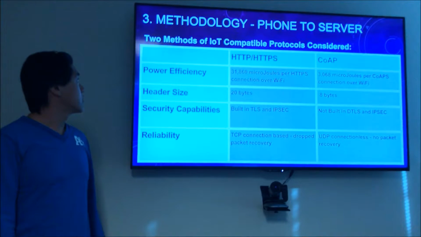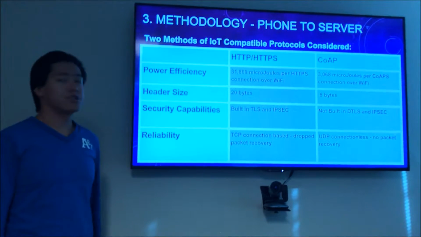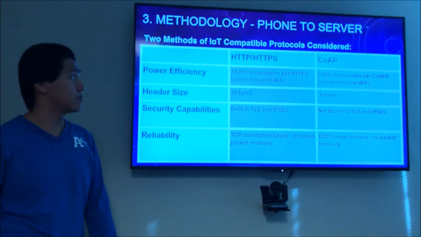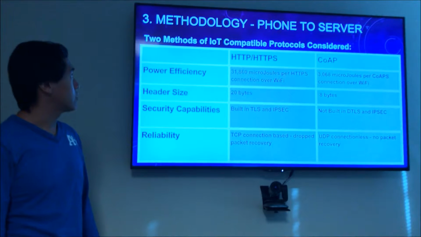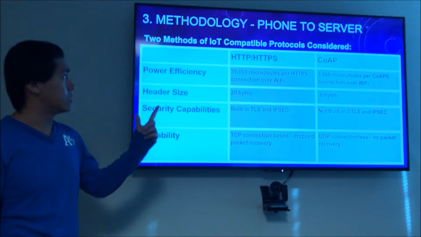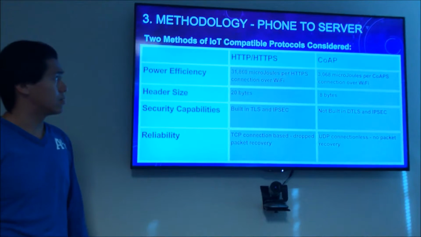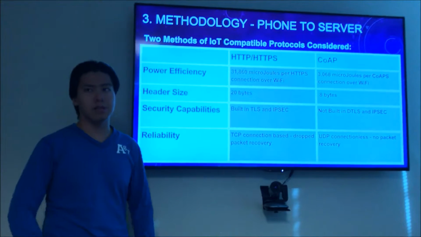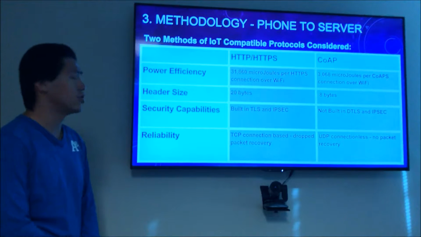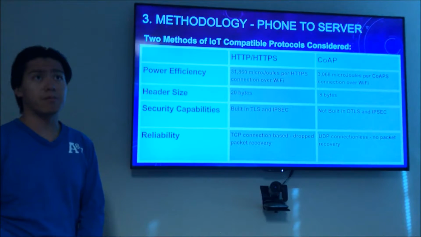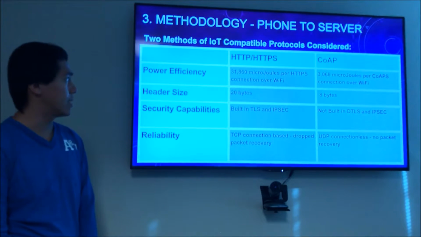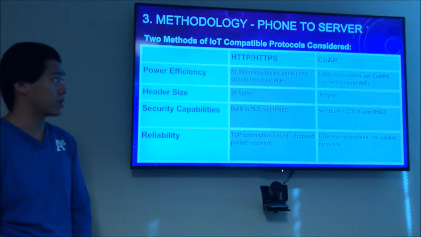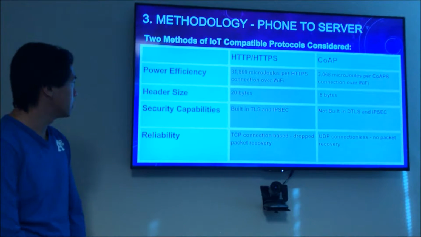Alright, so this is our third part of our methodology correlating to the network graph in our system diagram you saw earlier. So this is our phone to server component. We wanted to consider what protocols to be using in this kind of IoT environment, and the two most common were looked at. That would be HTTPS and then CoAP, which stands for Constrained Application Protocol.